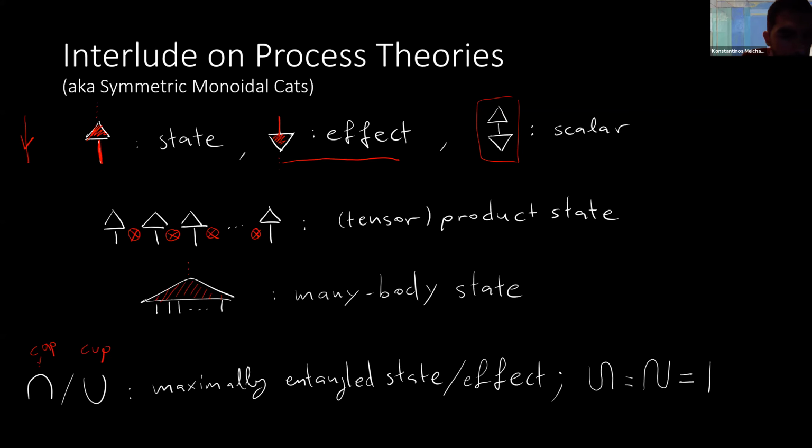So this is a special state, which in quantum theory we call a maximally entangled state. And this is a maximally entangled effect. They satisfy the snake equation, which means that the wires can wiggle, basically. That's what it means, and we're going to use that. So putting, for example, a cup and a cap together, you can yank it and get the identity wire.